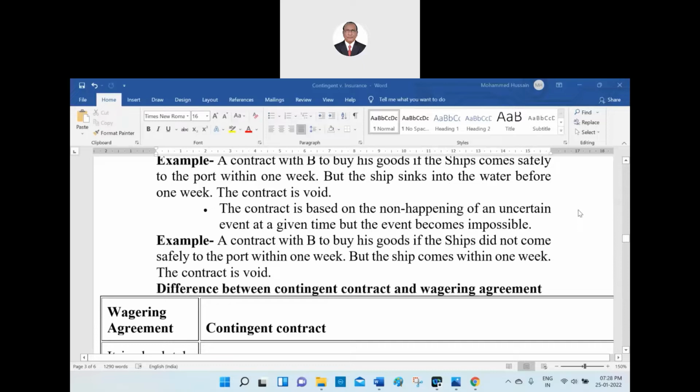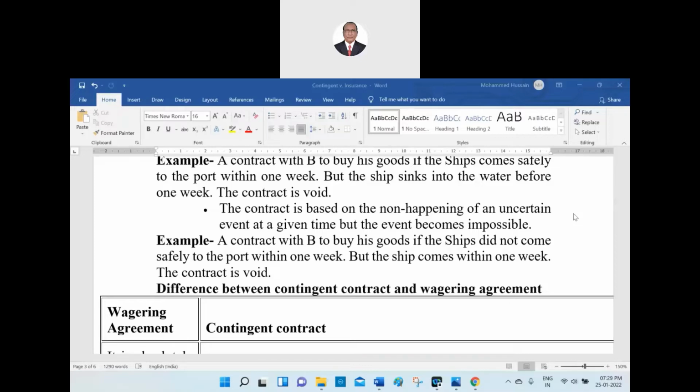The contract is based on the non-happening of an uncertain event at a given time, but the event becomes impossible. Again, vice versa also. Example, a contract with B to buy his goods if the ship does not come safely to the port within 1 week, but the ship comes within 1 week, the contract is void. Are you following me? Yes, sir. Whether the condition is fulfilled or the condition is not fulfilled.